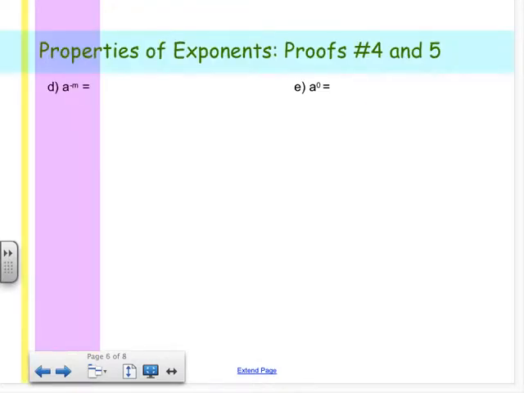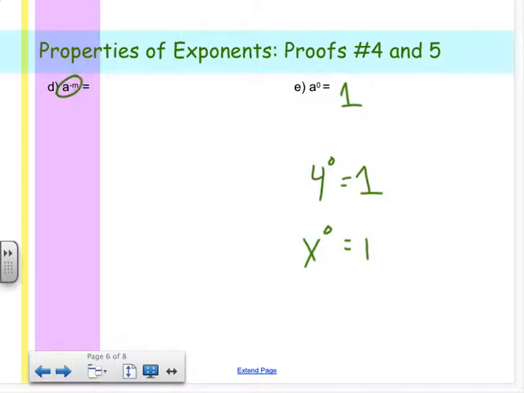All right, 2 quick ones. I'll actually start on E. Looking at this one, anything raised to the 0th power is always going to be 1. So if I say 4 to the 0th power, that'll be 1. I could say x to the 0th power, that's going to be 1. No matter what it is, if it's raised to the 0th power, it'll be 1.